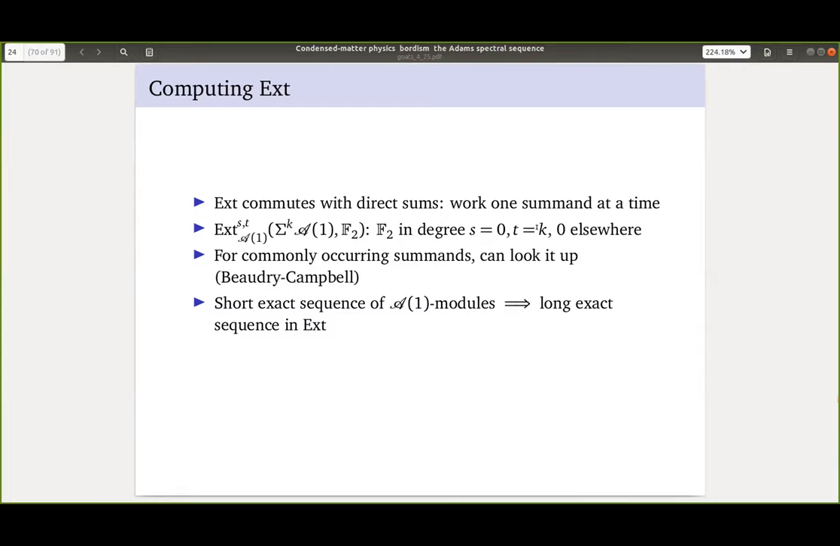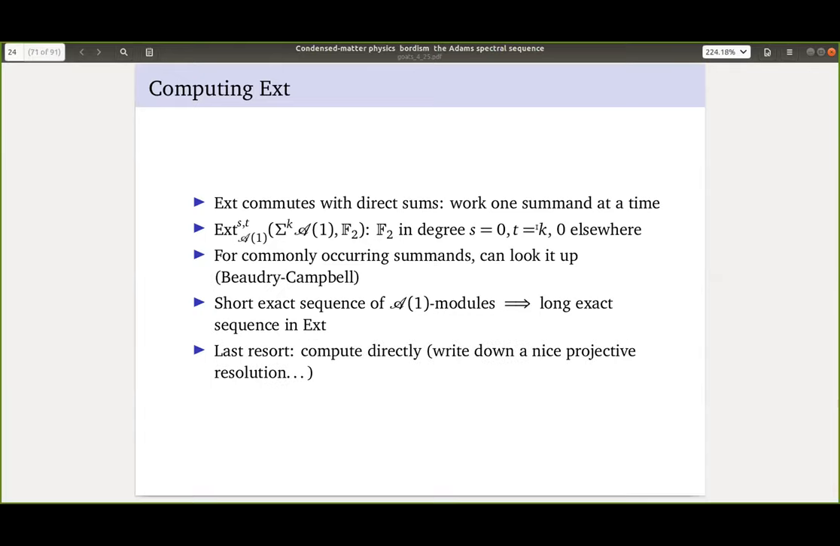The most powerful tool that I know of in terms of effort to effectiveness is that a short exact sequence of A1-modules induces a long exact sequence in Ext. And this is very much like the long exact sequence in cohomology and is true for roughly the same reasons. So you can use this to say, well, I understand these easier modules, and then I put them together into something more complicated, and here's how that affects Ext. So that is another technique that I find myself using a lot.